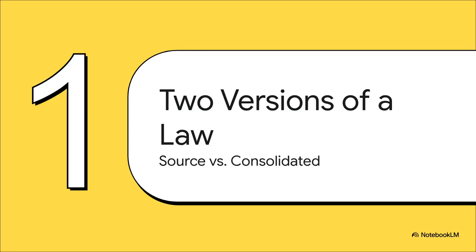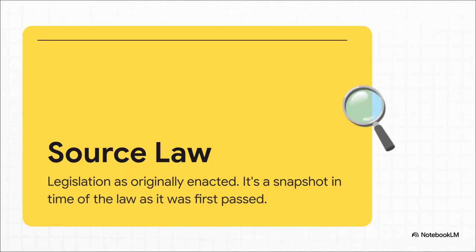Okay, first things first. To track a law, you have to understand that pretty much every piece of legislation exists in two fundamental forms. And trust me, knowing the difference between these two is the absolute key to everything we're doing today. So, on one hand, you have what's called source law. The easiest way to think about this is like software version 1.0. It's the law exactly as it was written and passed on day one. It's a perfect snapshot of that moment in time, with no patches, no updates, the original, untouched code.